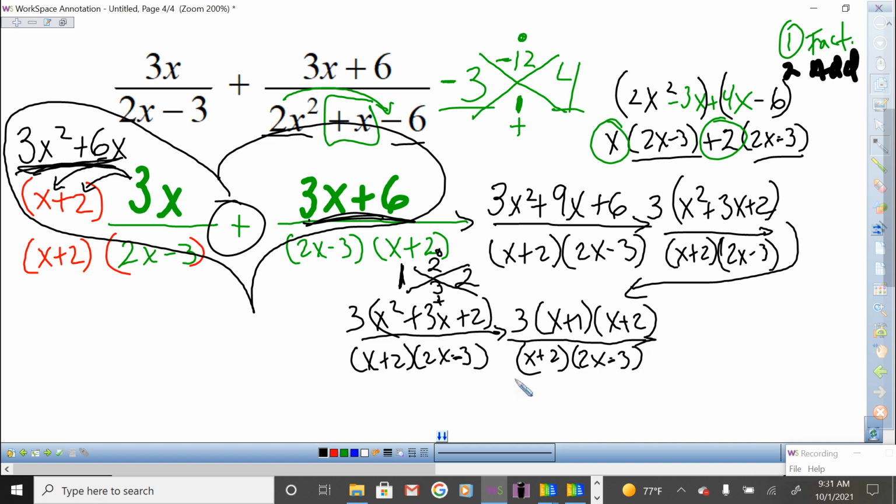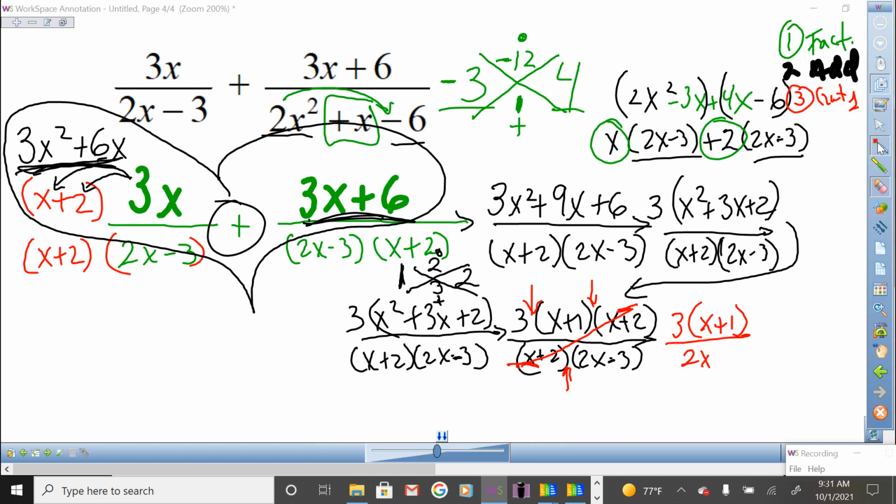Do you see the giant 1 now? Yeah, that's step 3. Giant 1. Okay, so my giant 1 is x plus 2 over x plus 2. And why am I allowed to do that giant 1 sideways? Because there's multiplication here, and here, and here. Okay, and what does that leave us with? We got 3 parentheses x plus 1 over 2x minus 3. And we're done.